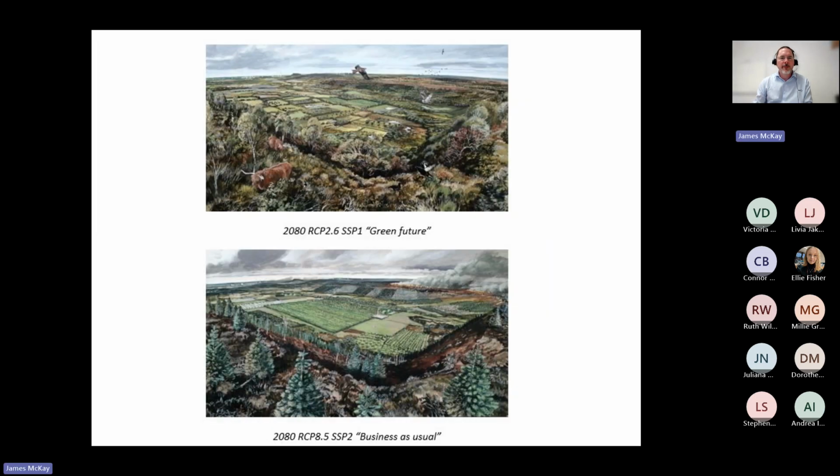Whereas this project was with the North York Moors National Park, and they worked with researchers at University of Leeds who were doing modelling on 1 kilometre grids of different changes in land use, depending on different shared socioeconomic pathways and RCP values.